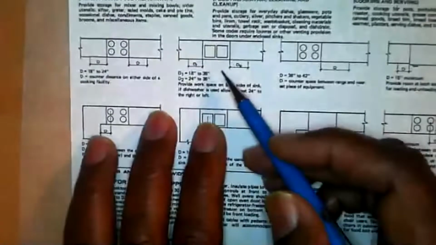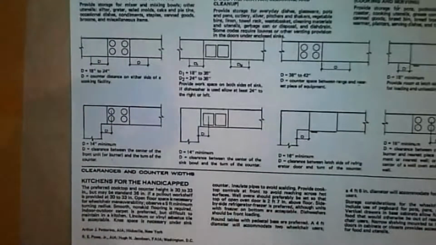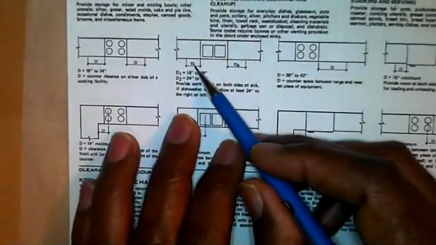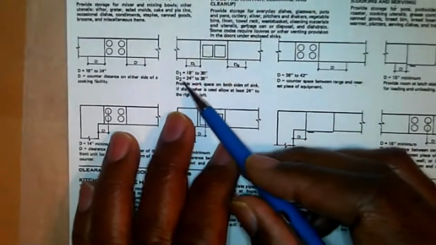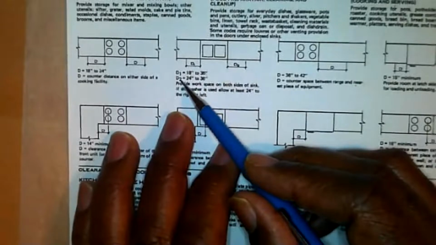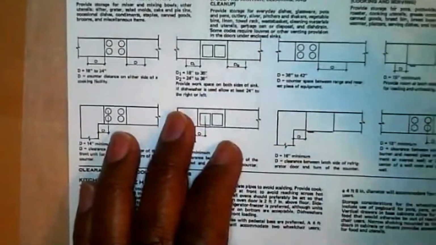reference right here. So we see that we need at minimum, on either side of the sink center, D1, which is 18 to 36 inches of counter space, or D2, which is 24 to 36 inches. So that's really going to be up to you. But I'm just going to do something for example.